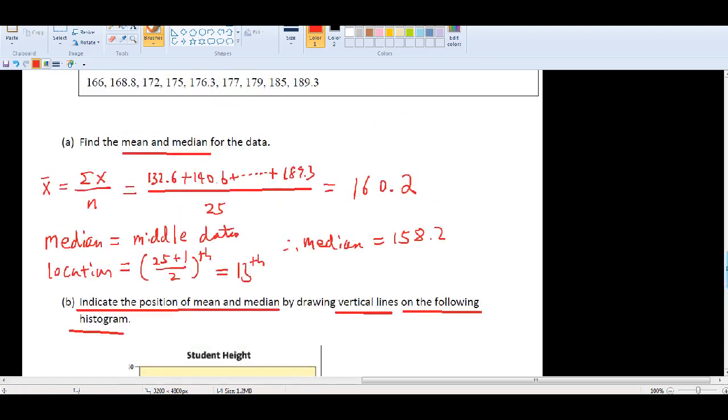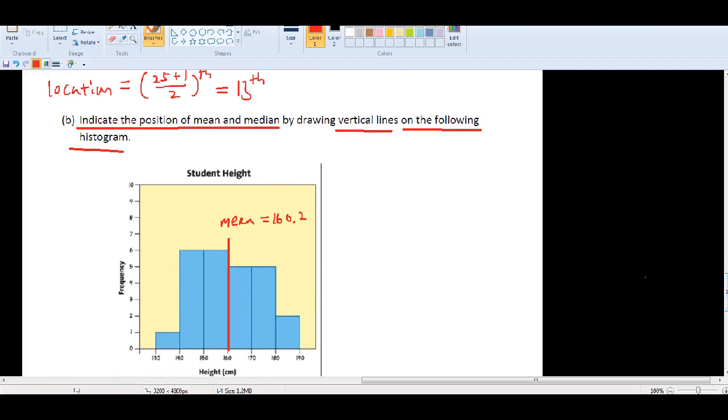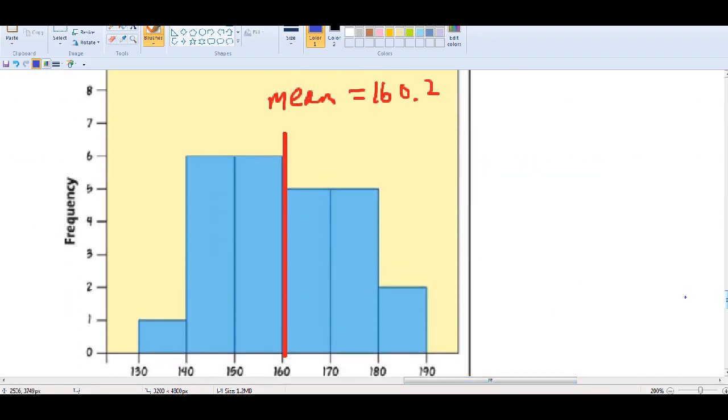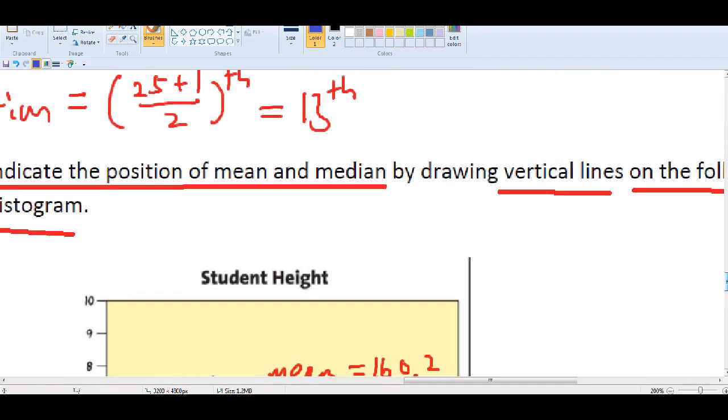So how about median, which is 158? Right, so that's median 158. That means it is on the left hand side of 160, but very close to that 160. So possibly a little bit here. So that would be our median. That's what you are going to do in the examination, right? All you need to do is draw the median and mean on the diagram.